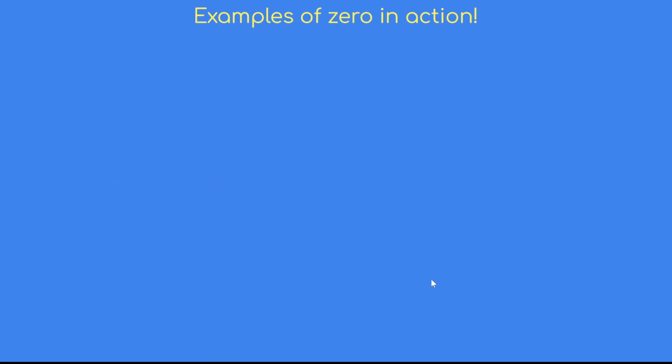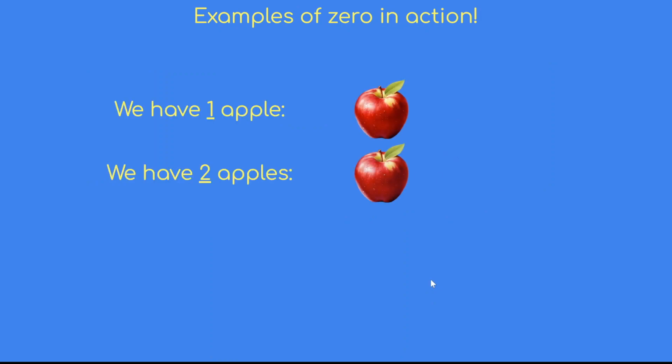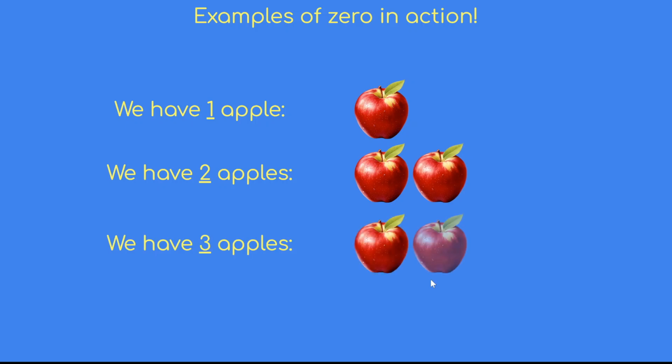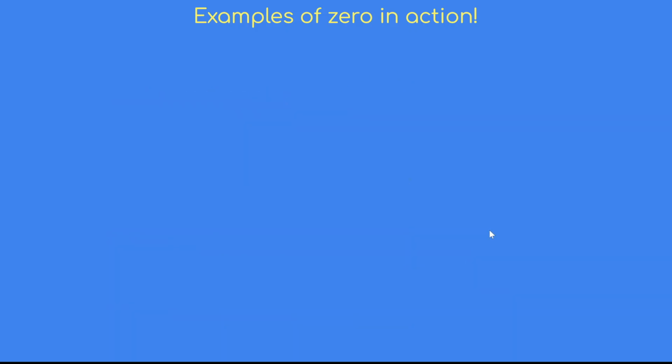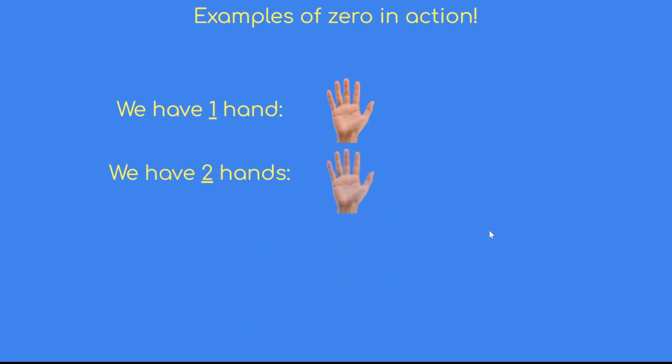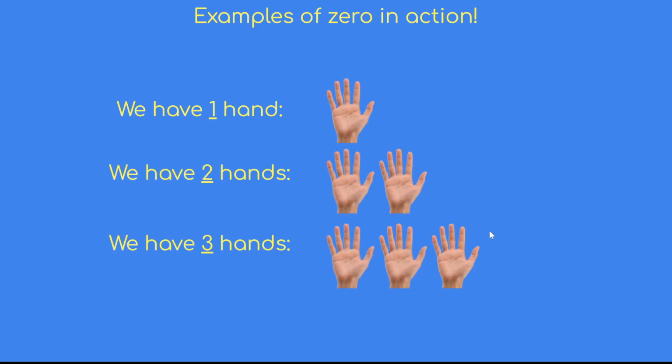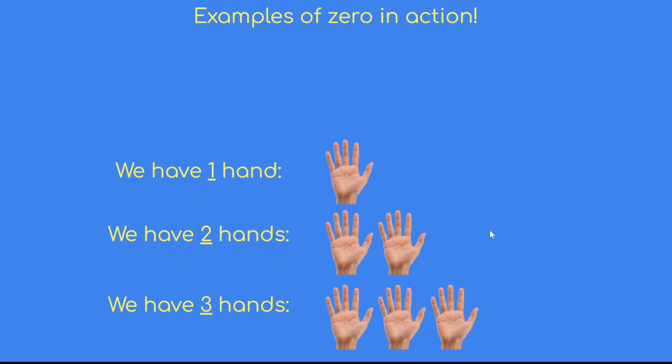So let's see the number 0 in action. We have one apple, two apples, and we can have three apples. But we can also have 0 apples, which is quite literally no apples. And for hands, we can do the same thing. We can have 1, 2, or 3 hands. But we can also have 0 hands, which is still nothing.